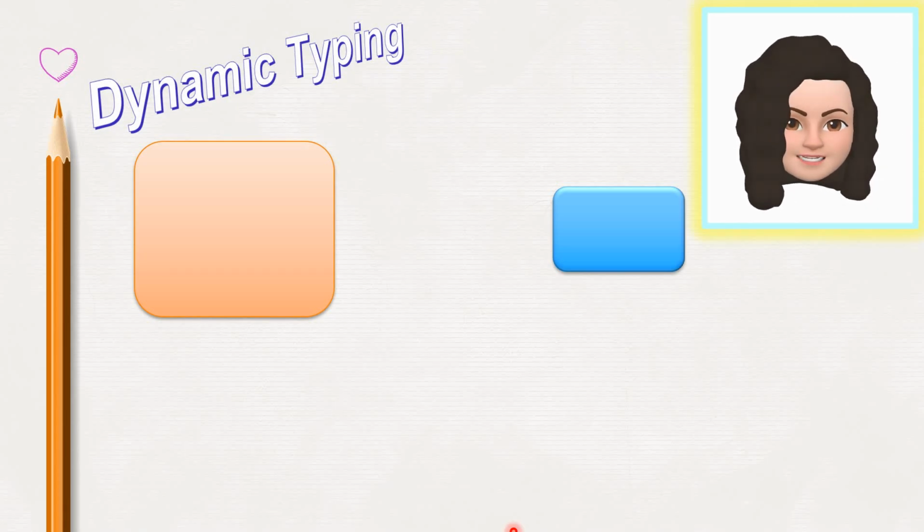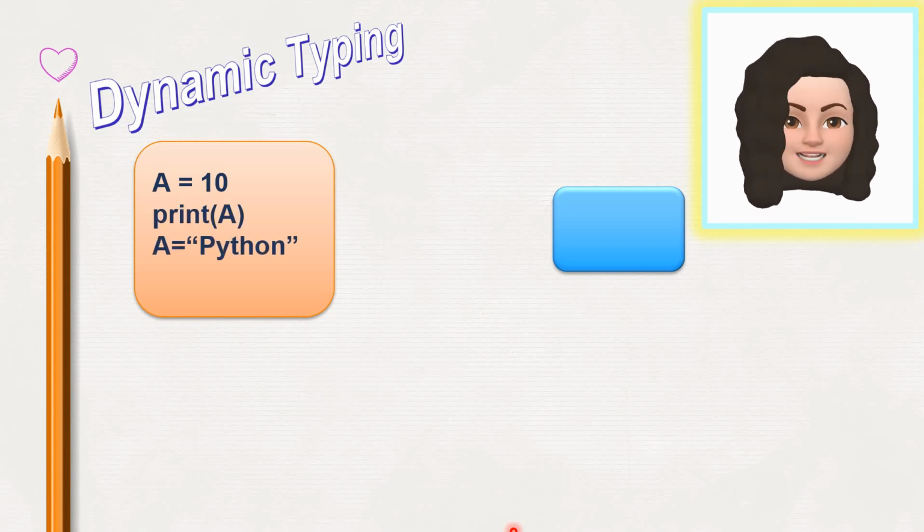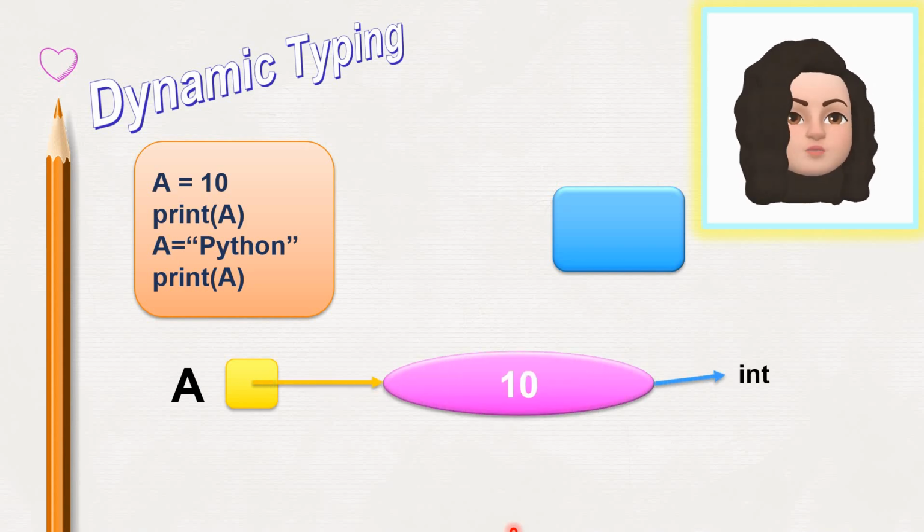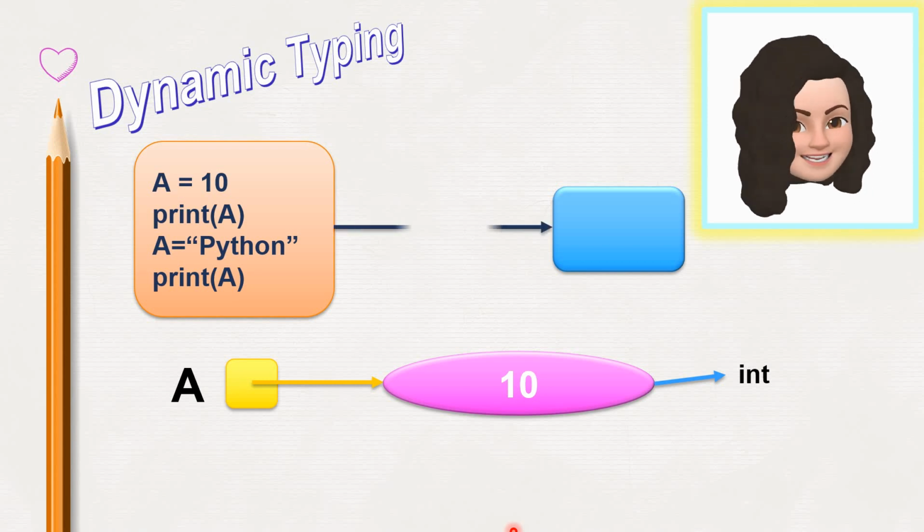Example for dynamic typing. A is equal to 10, print A, A is equal to Python, print A. So when the first statement is executed, the variable A will point to the value where 10 is stored. And what is the data type of 10? It is integer. When the second statement is executed, it will print the value of A, which is 10.